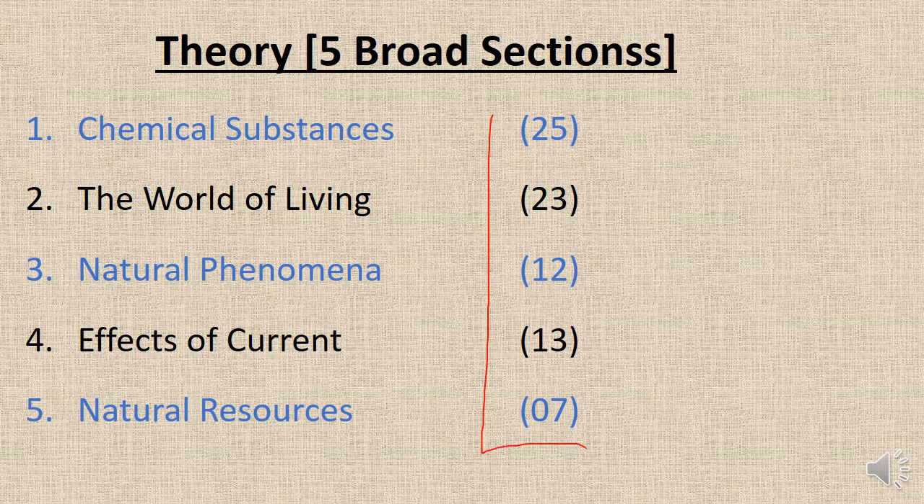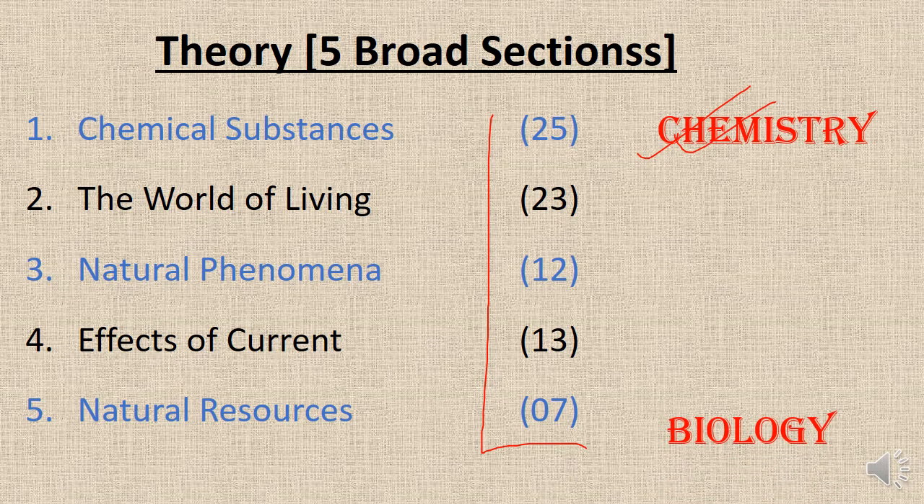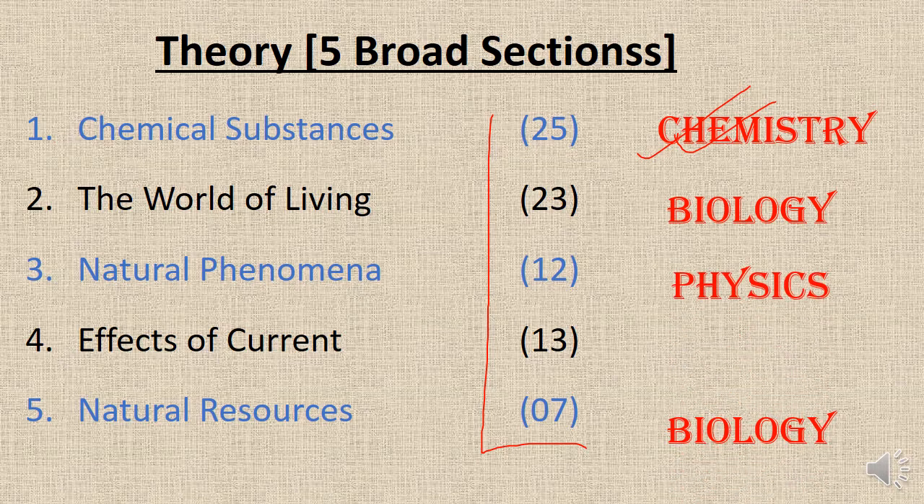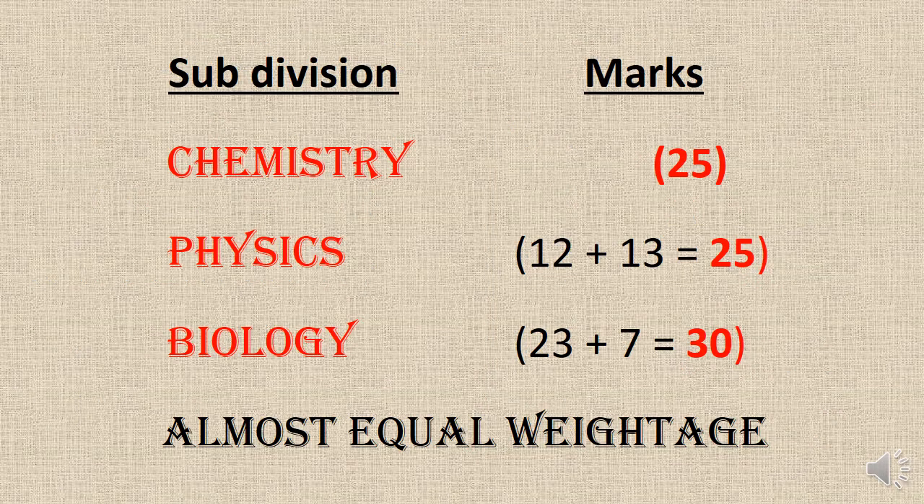Unit 1 comprises all the chemistry chapters. Unit 2 and 5 both cover biology chapters while Unit 3 and 4 include all chapters of physics. Thus, the mark distribution across the 3 subdivisions comes out as follows. In chemistry, total 25 marks are allotted. In physics, total 12 plus 13, 25. And in biology, total 12 plus 13 plus 7, total 23 plus 7, 30 marks are allotted. Here, as you can see, all the 3 parts of science carry almost equal weightage.